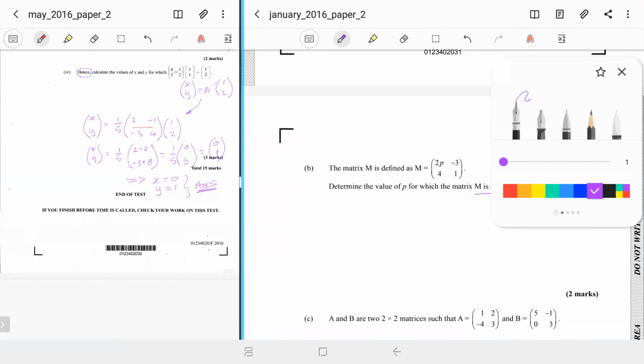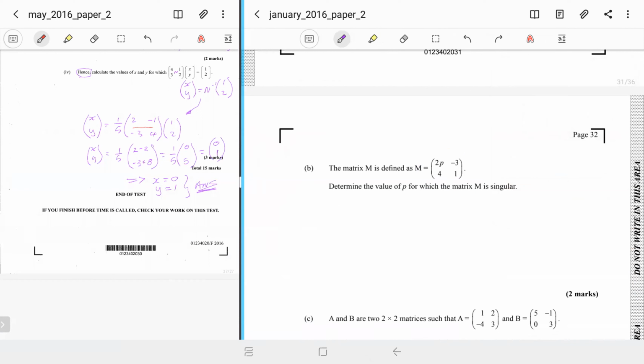So remember now, if M is singular, what do we know? It has no inverse. That is one thing that we know. And the second thing is that the determinant equals 0. This is what we use for the purpose of calculations. Because it's singular, has no inverse, we know that the determinant of M is equal to 0. It means that this product minus this product is equal to 0.